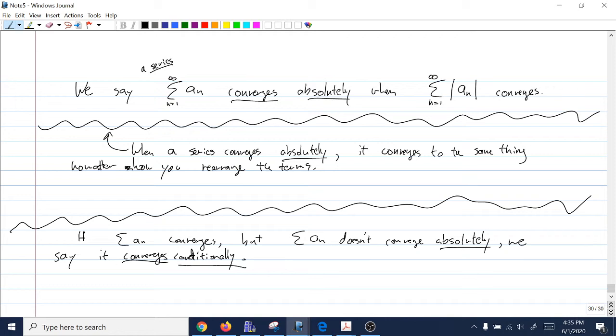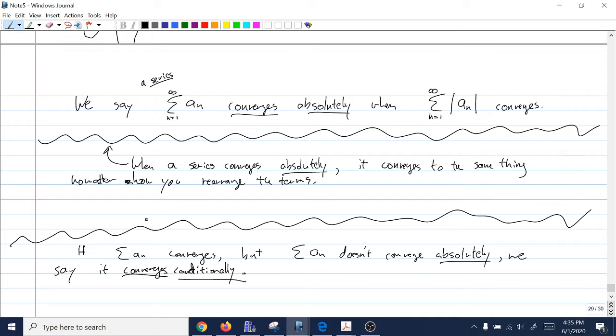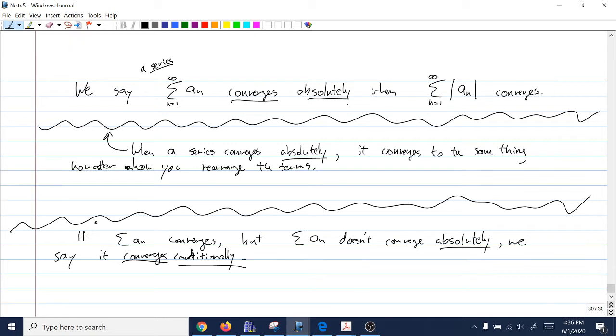Conditionally convergent series are weird, and you kind of want to say they don't really count as convergent, but we already said what convergent means. It's just that the limit of the partial sums exists, and if you converge, then the limit of the partial sums does exist. So that's it.